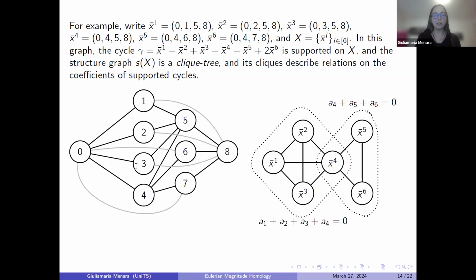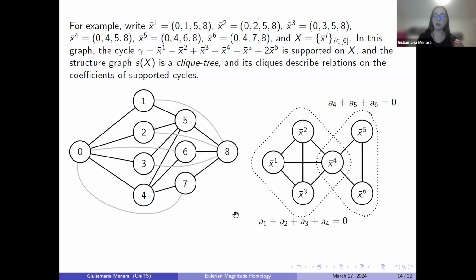So let's focus for now on the first four tuples in the example. So we have 0, 1, 5, 8; 0, 2, 5, 8; 0, 3, 5, 8; and 0, 4, 5, 8. Now these are going to be four vertices in the structure graph, x1, x2, x3, and x4. And then we're going to have to add edges.